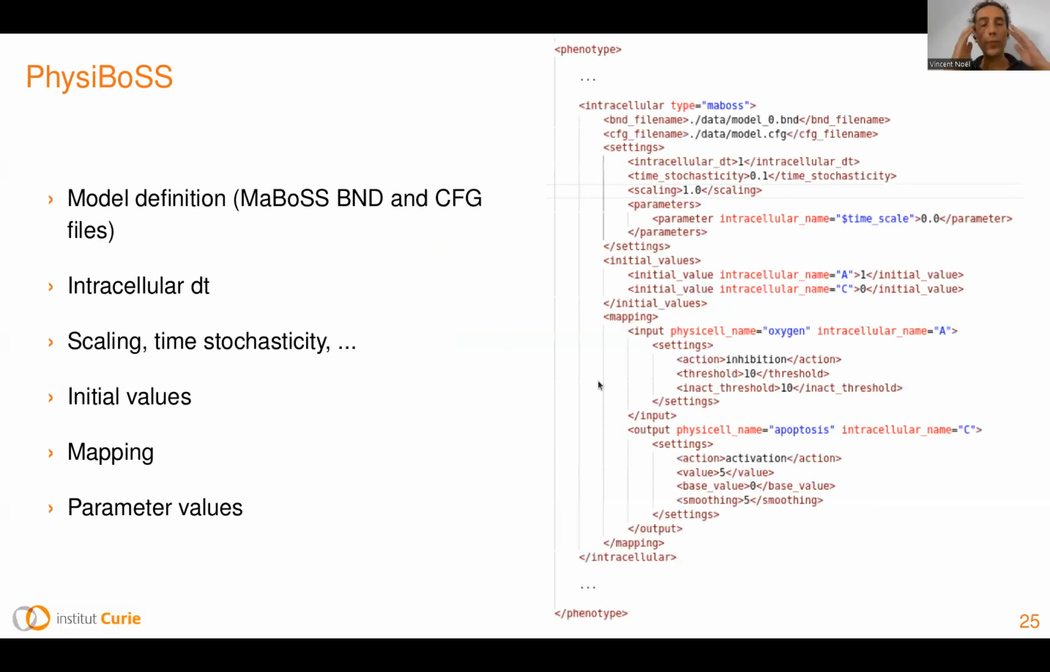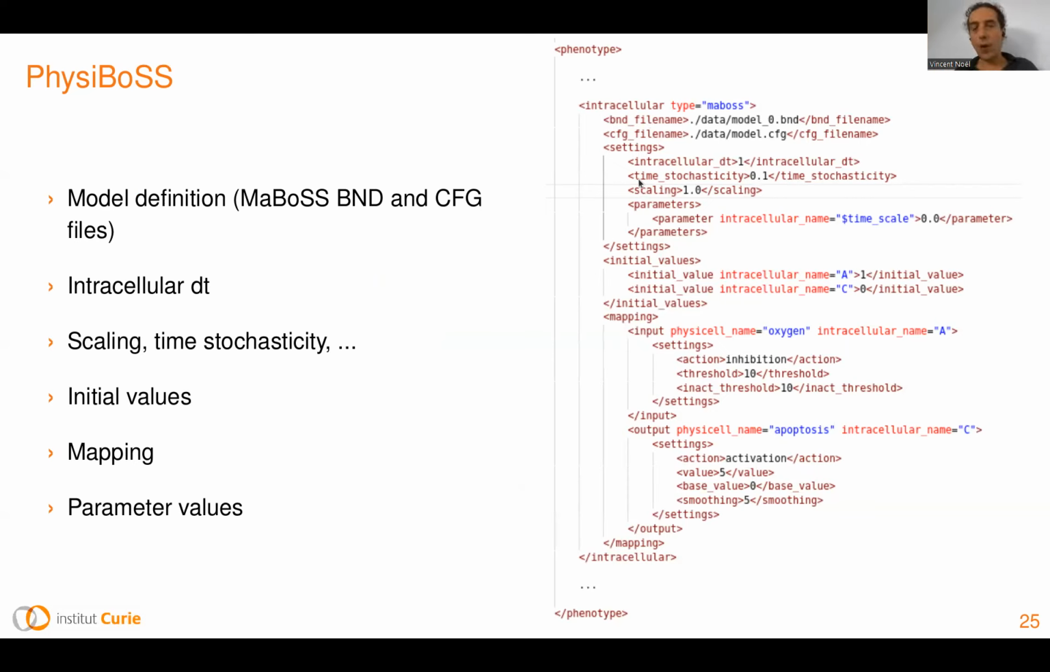So how do we concretely define a PhysiBoSS model inside PhysiCell, inside the XML settings of PhysiCell? Inside our phenotype tag, we have this intracellular tag where we define the intracellular model. In this case, the type is a MaBoSS model for PhysiBoSS. What we then need to give to PhysiCell is the path to the BND and CFG file. Then also some settings of a simulation, such as the intracellularity. How often will this update of the intracellular model happen?